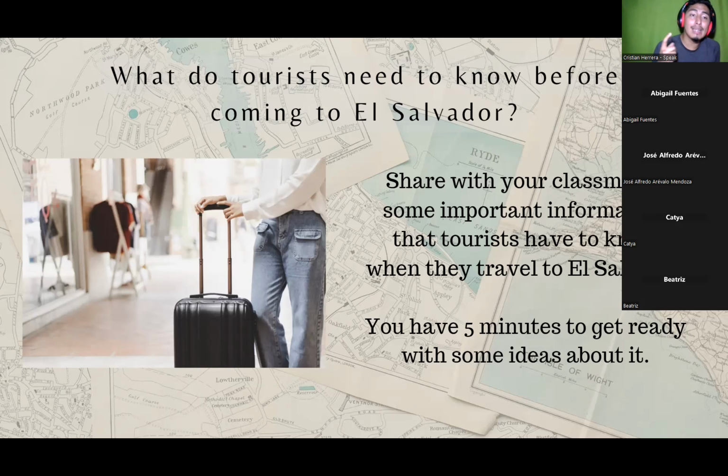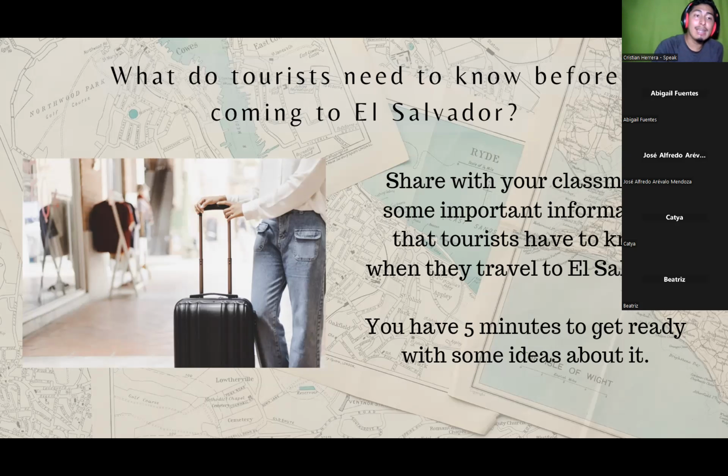Try to use the modals that we learned, everybody, to talk about important things tourists have to know, okay, when they travel to El Salvador. Try to use must, have to, need to, and also we can use should because we can recommend some places or some important things to do. For example, people or tourists should visit touristic places in El Salvador. They should eat pupusas. They should take many pictures everywhere they go. Okay, so these are, everybody, some of the sentences you have to create.